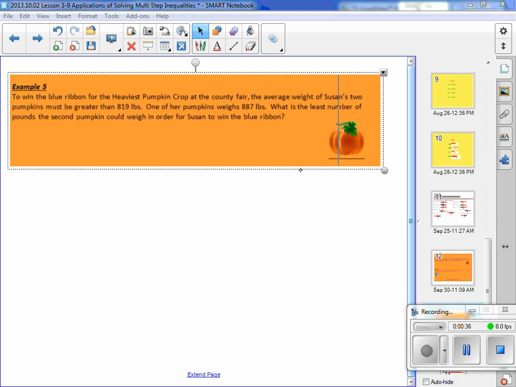Telling you, it's some big old pumpkins. I don't know.